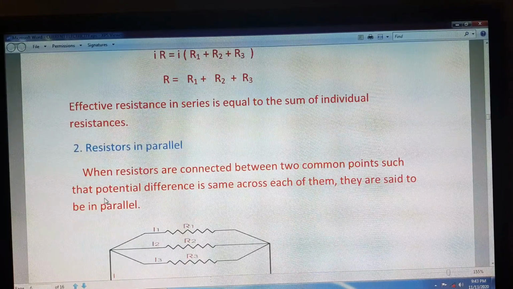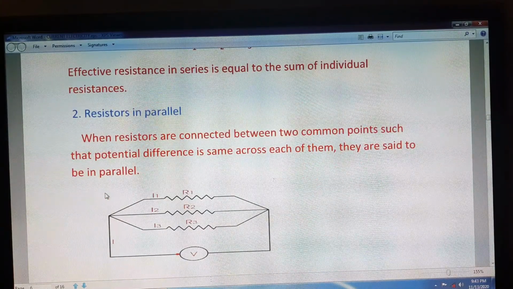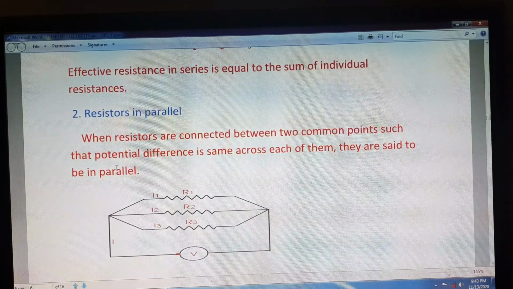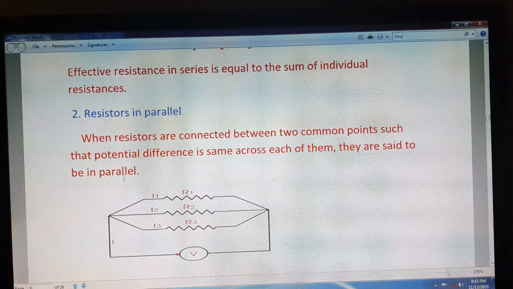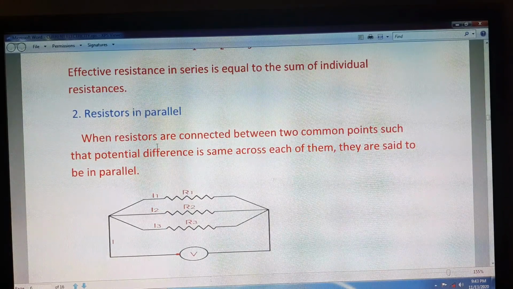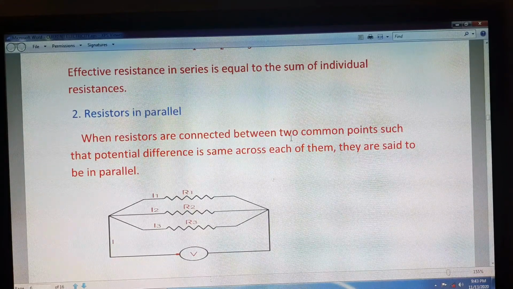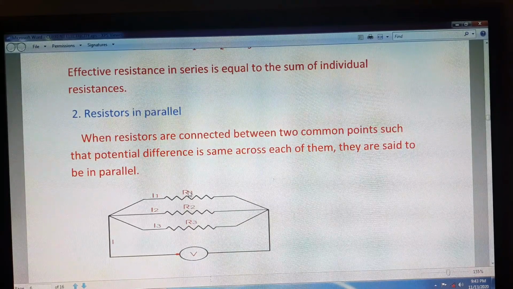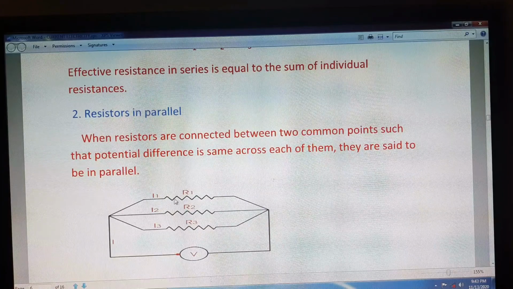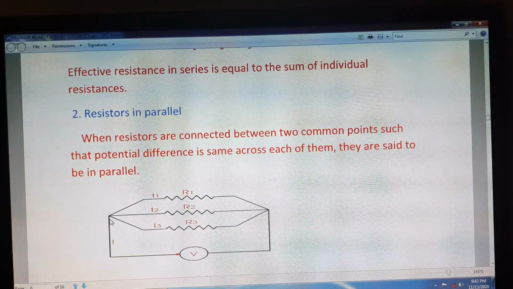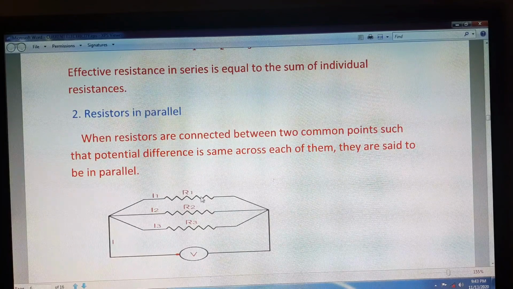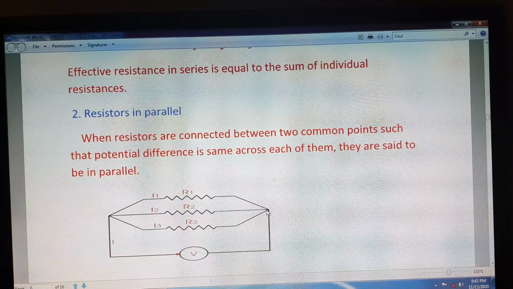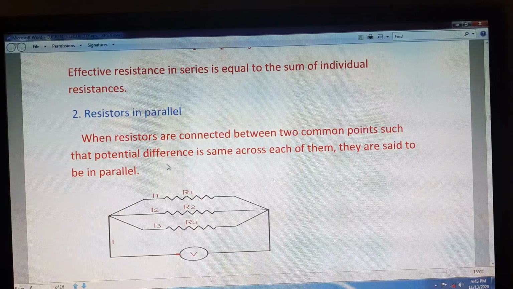In the same manner, we have to discuss the resistors in parallel combination. In the above condition, series combination, the resistors are connected end to end, but in this manner, two or more resistors are connected between two common points. We can take the 3 resistors R1, R2, R3. First ends of the resistors are connected to one common point, and the second ends of R1, R2, R3 are connected to one common point, and the potential difference is the same.